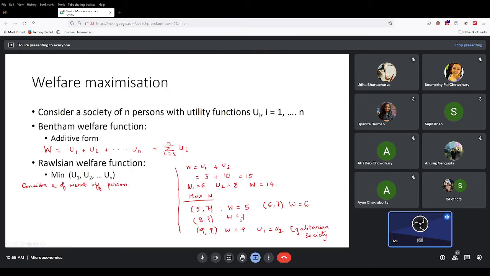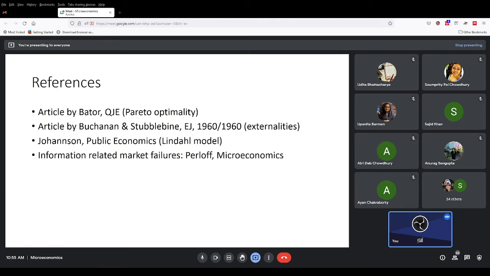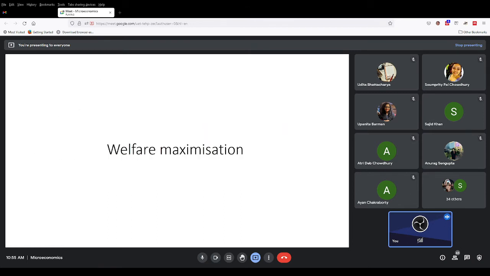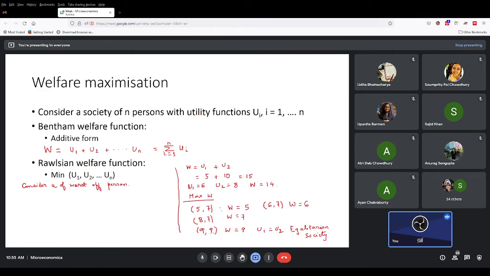So I'll repeat the references when I cover the specific course. Okay, so let us start with welfare maximization. I will not go into too much technicalities.